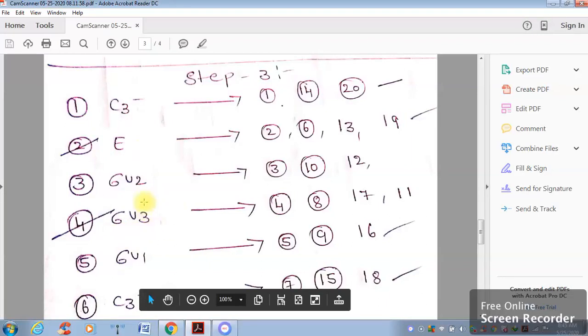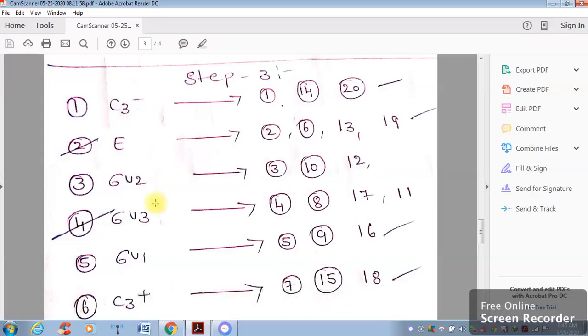E and sigma V3 are present in 4 boxes, whereas the other symmetry elements are present in 3 boxes. See, first here C3 minus is present in 3 boxes. We have already written 3 numbers, 1, 14 and 20, hence it is finished.